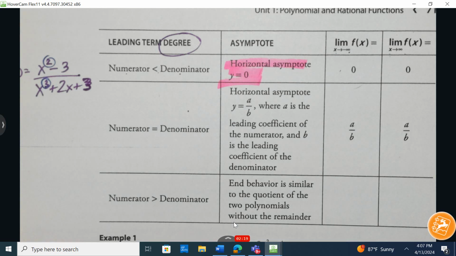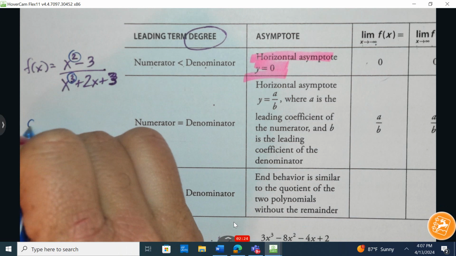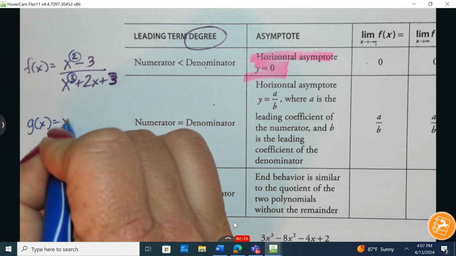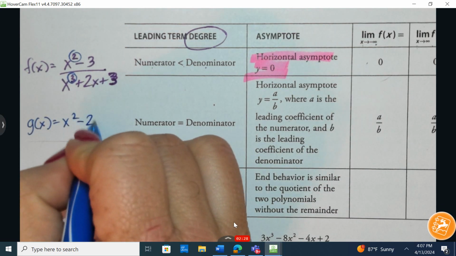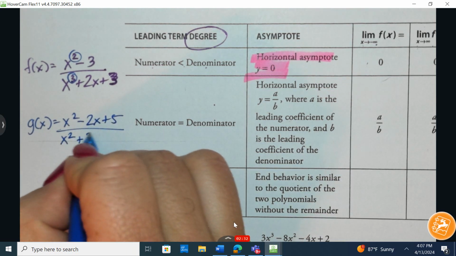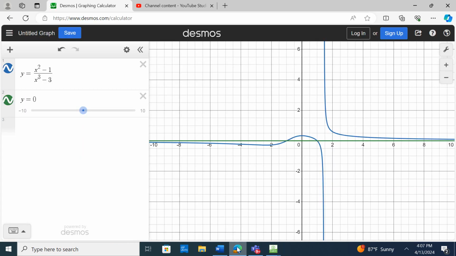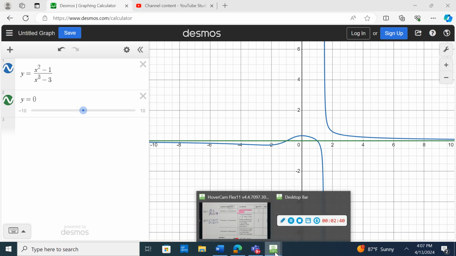Now, what happens when they're equal? What are they talking about being equal? They're talking about the degree. So I can come up with any example here. Let's say x squared minus 2x plus 5 over x squared plus 3x plus 4. Completely making those things up. I'm going to come back over here. Let's save ourselves some time.